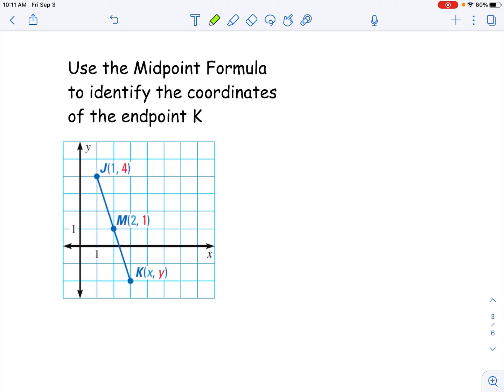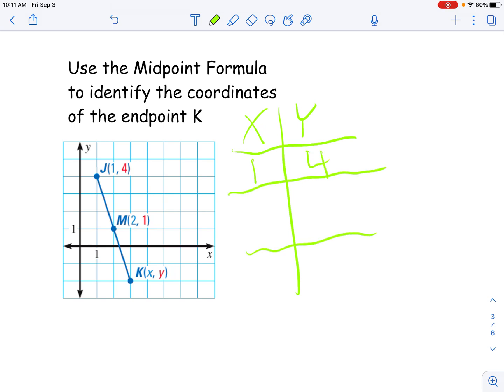There's not one way better than the other. If you want to use the formula method, if you want to use the table method, I kind of like the table method myself. So let's call it x and y. My starting point is 1 and 4. I know that the middle is going to have something. This is why we like using the table method, because notice I'm not given my endpoint. I'm given the midpoint.